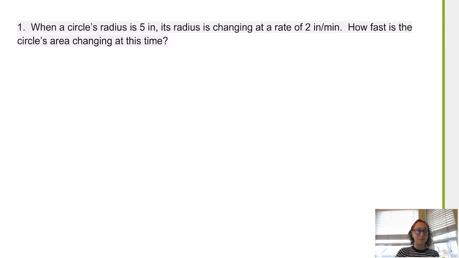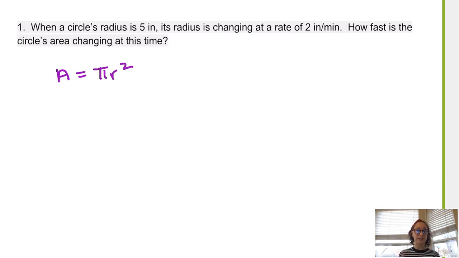So step 1 is we need an equation that relates the variables. So I need an equation that relates the area of a circle to its radius. What would that be? That is going to be A equals pi r squared. Okay, so that's step 1. We are not using a triangle, so I don't need to draw anything out.